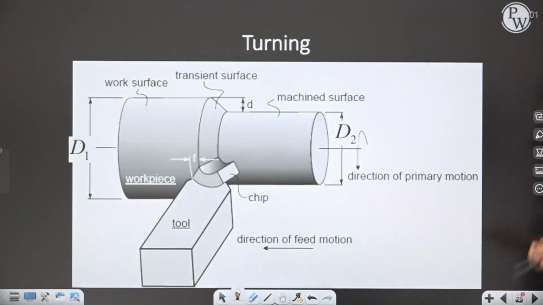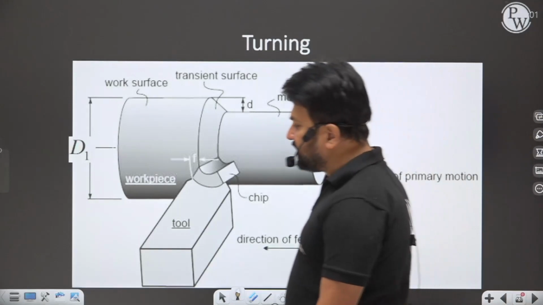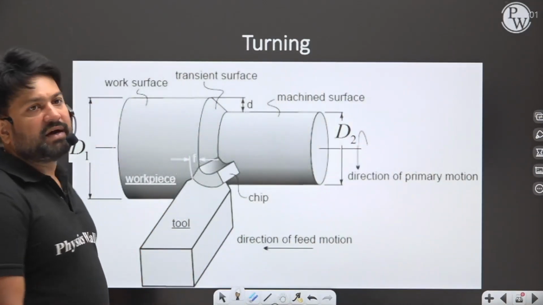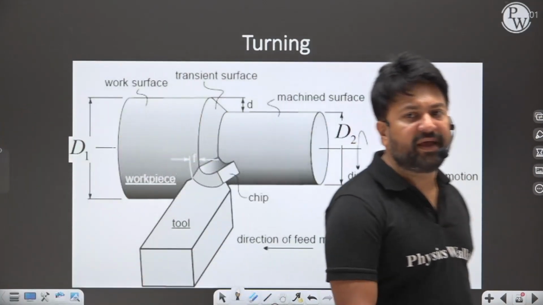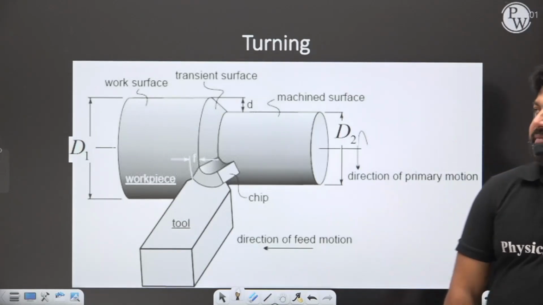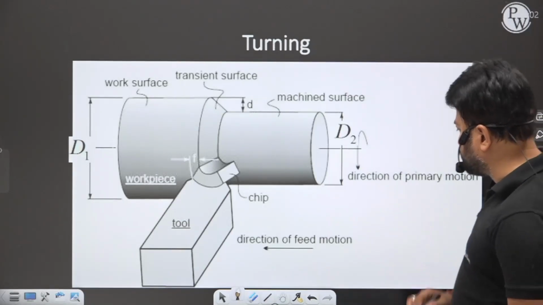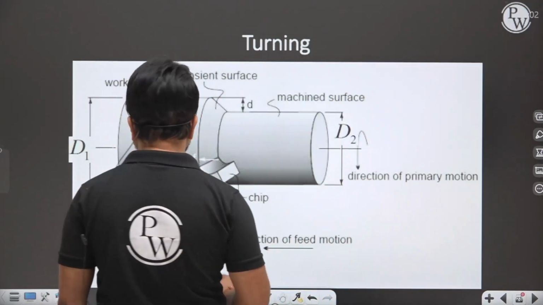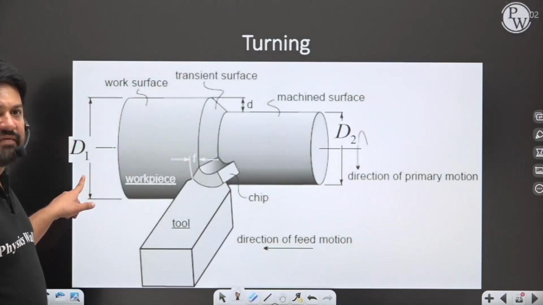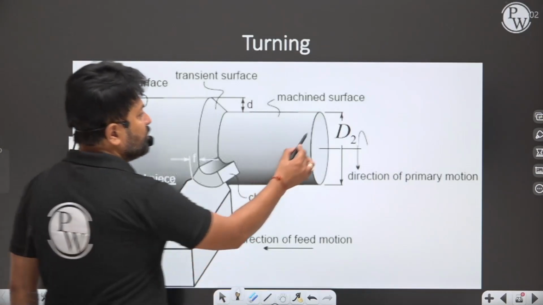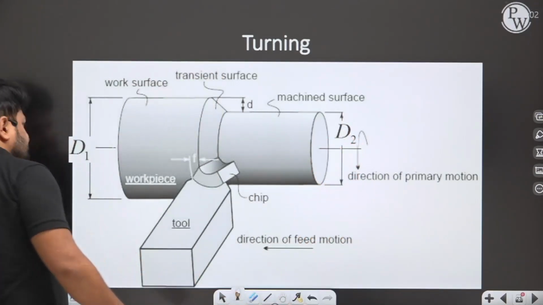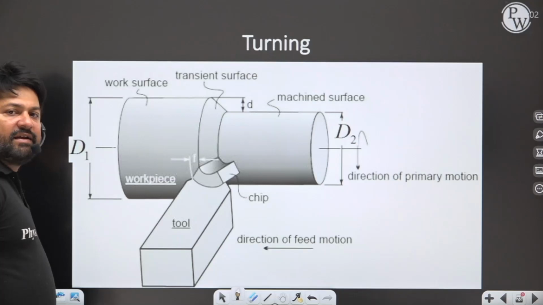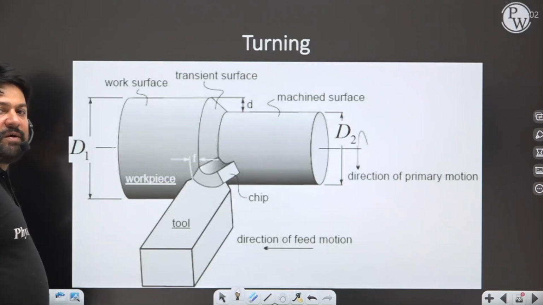Let's move on to calculating the machining time, because generally in our GATE exam, machining time questions will come. So my dear students, here in turning, suppose that D1 is the initial diameter of the workpiece which is going to be turned, and D2 is the diameter which is obtained after turning.